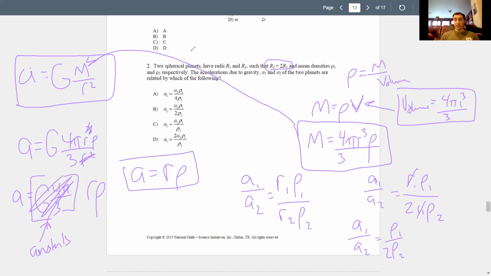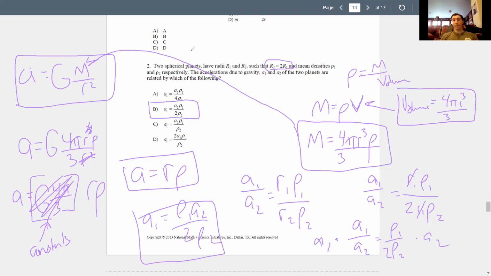So like I said, you need to get the equation to say A1 equals, so I just multiply by A2 on both sides. You should get A1 equals rho 1 A2 over 2 rho 2. Let's see, is that B? A2, yep. Rho 1, 2 rho 2. Good. So your answer here is B. All right.